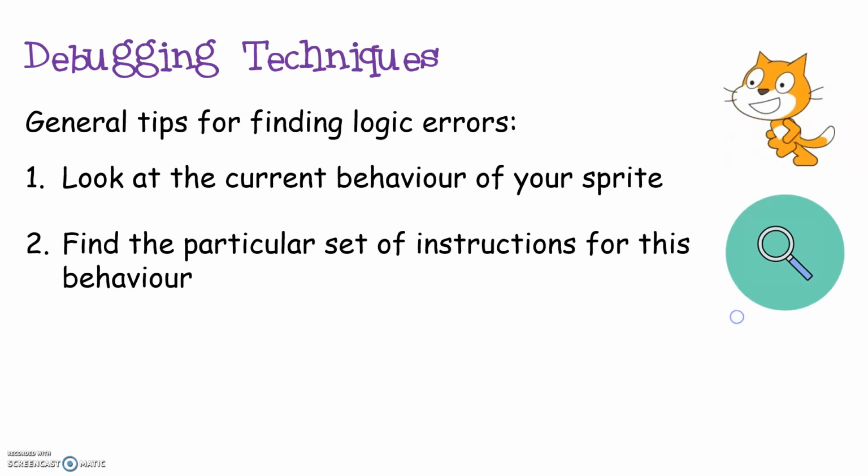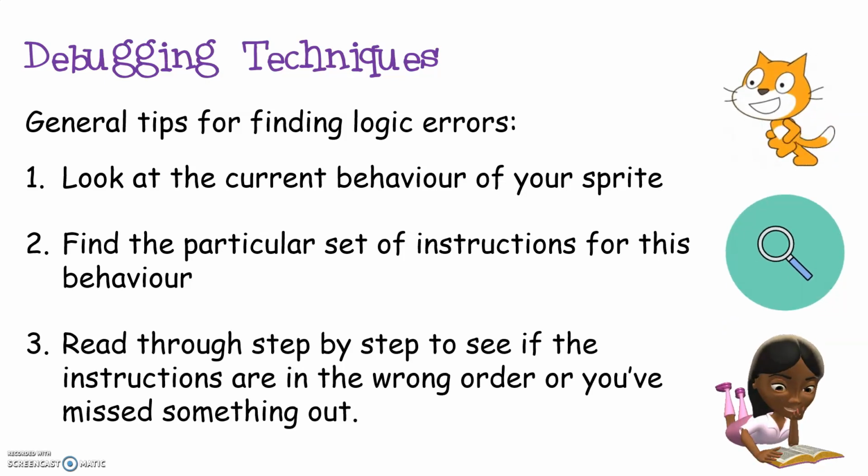Once you've worked out what's wrong, you have to find the particular set of instructions that match this behaviour. For example, if the sound was wrong, you're looking for the pink sound blocks, or if the movement is wrong, you're looking for the blue motion blocks. Lastly, once you've found the set of blocks, you need to read through them step by step in order to see if the instructions are in the right order, wrong order, or if you've maybe missed something out or put in a wrong number. That usually helps you fix your Scratch program.